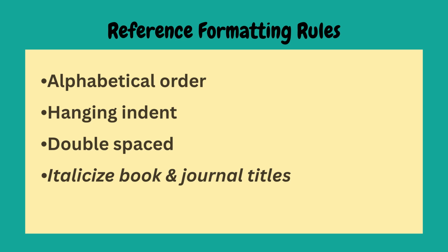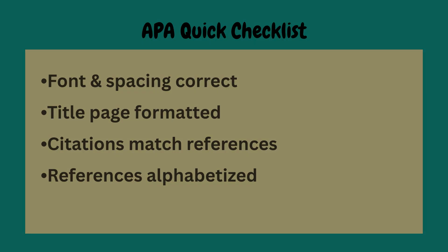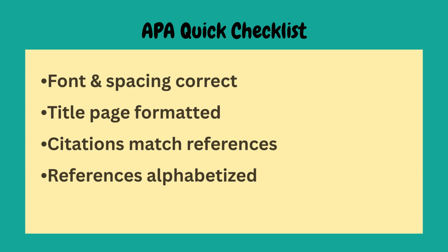Before submitting your paper, run through this checklist. Is your paper in Times New Roman 12? Double-spaced with 1-inch margins? Is your title page correct? Do your citations match your references, and are your references alphabetized with hanging indents? If yes, your APA formatting is in excellent shape. Formatting is not the hardest part of academic writing, but it is one of the easiest places to lose marks.